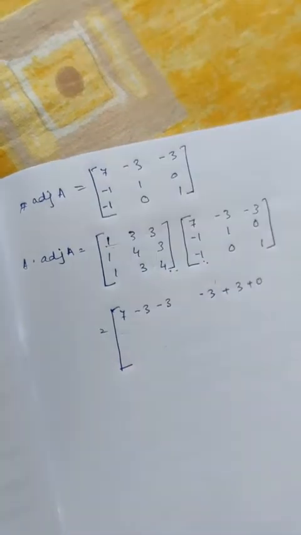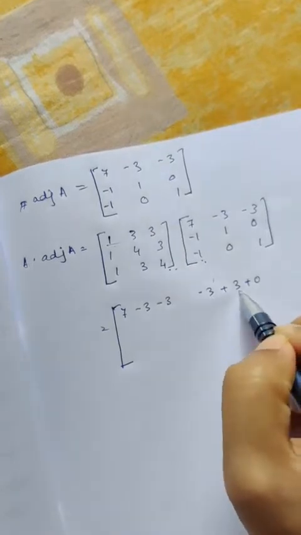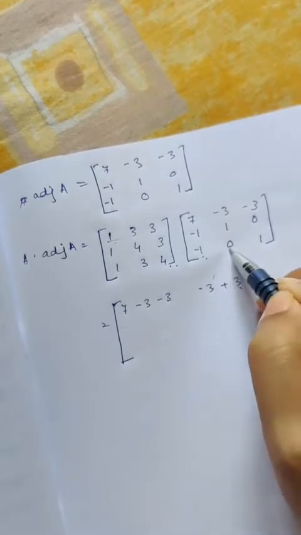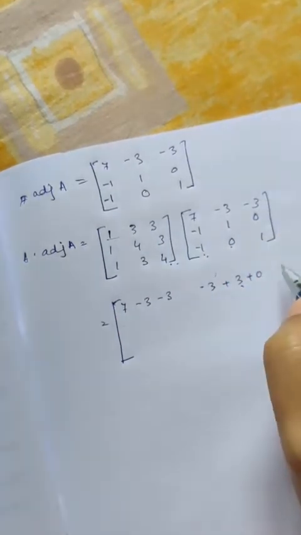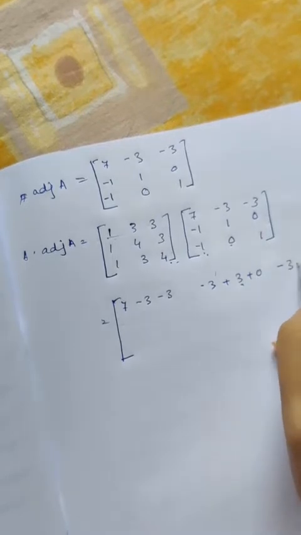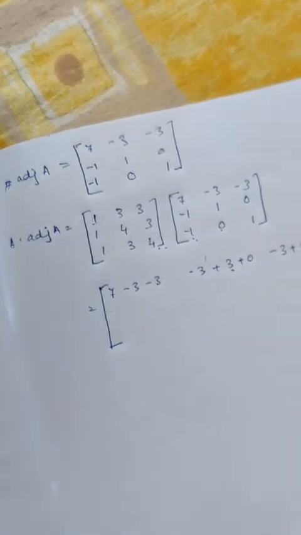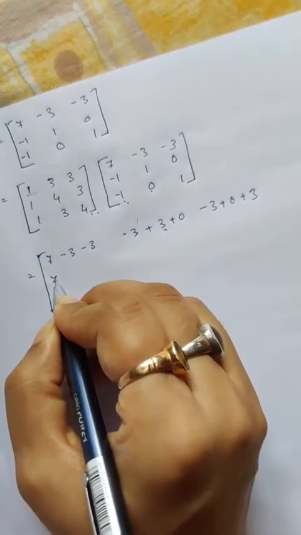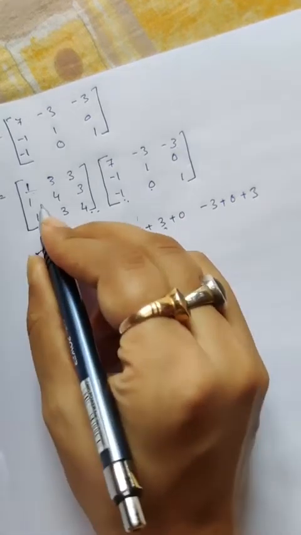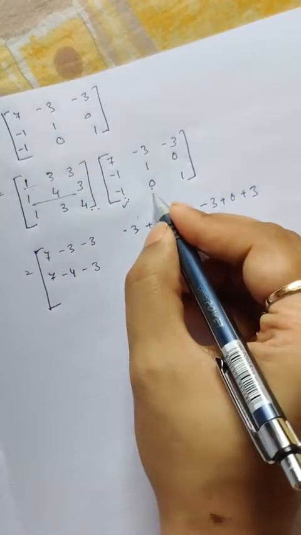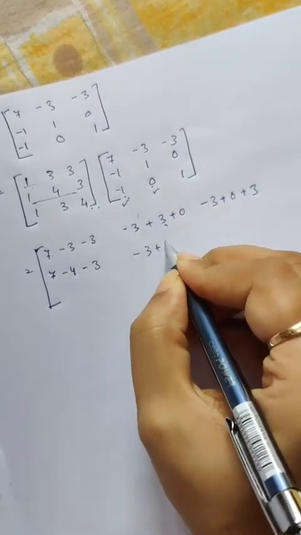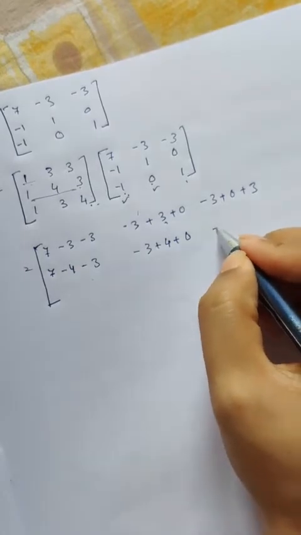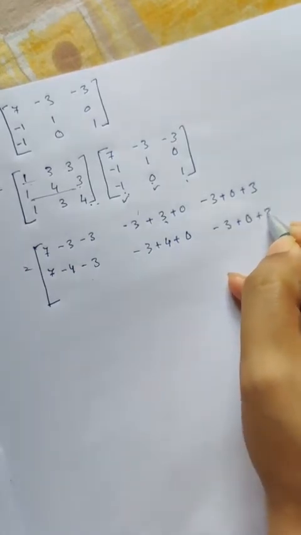Then this one we will have from the first row and the second column. Now first row, third column. So from here we will get minus 3 plus 0 plus 3. Now second row, first column. So 7 minus 4 minus 3. Now second row, second column. Minus 3 plus 4 plus 0. Now second row, third column. So minus 3 plus 0 plus 3.